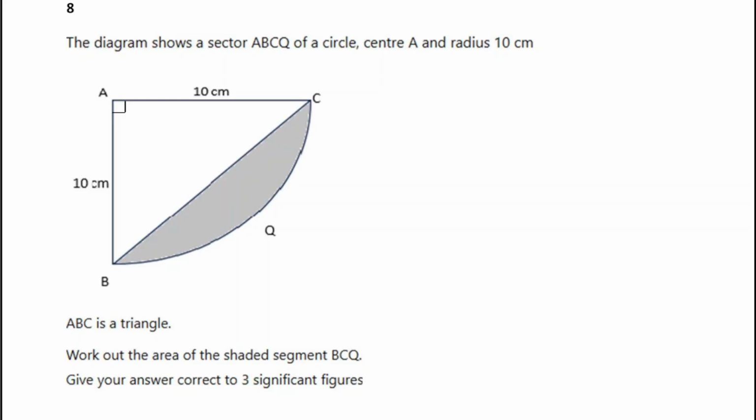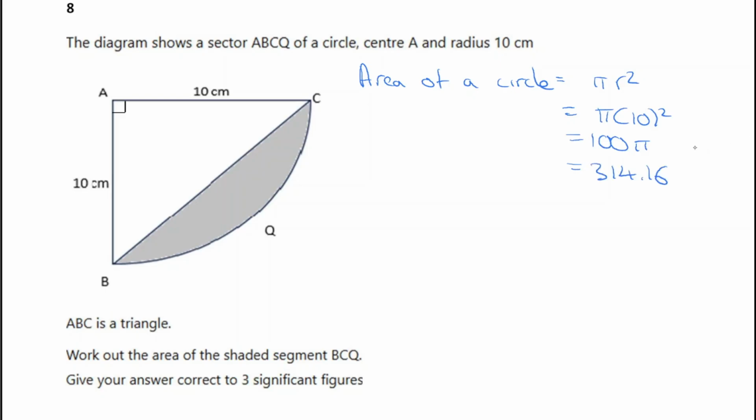So for this question, we need to work out the area of the shaded segment. We have to start off by working out the area of a circle. We can substitute in the radius of 10 centimeters. That gives us an answer of 314.16, which at the moment I'm leaving as 2 decimal places. Now we know this is a quarter of a circle, so we're going to divide this by 4 to work out the area of this sector.